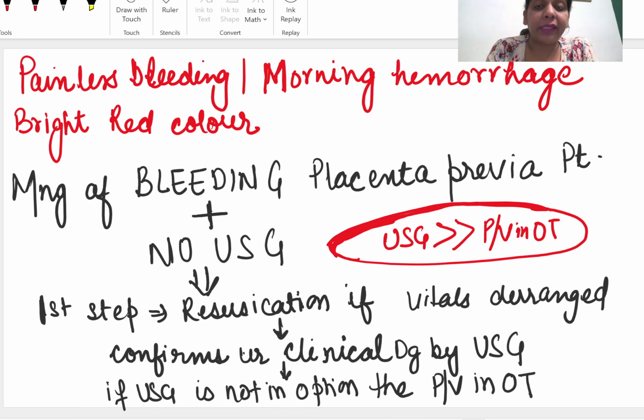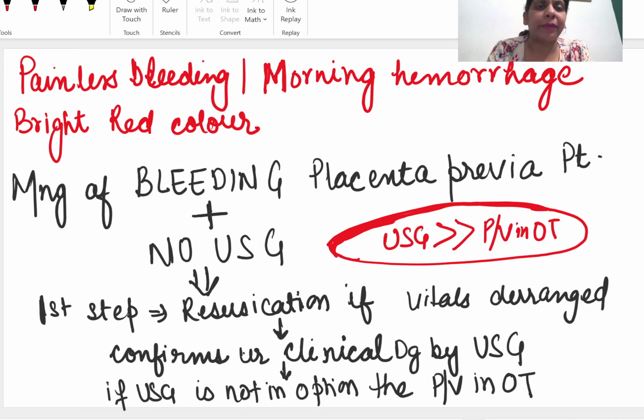Okay, now you tell me that there is painless bleeding, so you have a suspicion of placenta previa, if at 32 weeks of gestation painless bleeding occurs. Okay, so you have a suspicion in mind that this is placenta previa. Now you tell me, what is your management of a bleeding placenta previa patient? If that patient has no ultrasound, the patient came to you at 32 weeks and had no ultrasound, as usually an unaware patient comes that way, or patients come in panic and they don't carry their done ultrasound. Now the patient comes to you with painless bleeding and you have a suspicion of placenta previa, you know that in placenta previa there is painless bleeding, and what will be your first step?